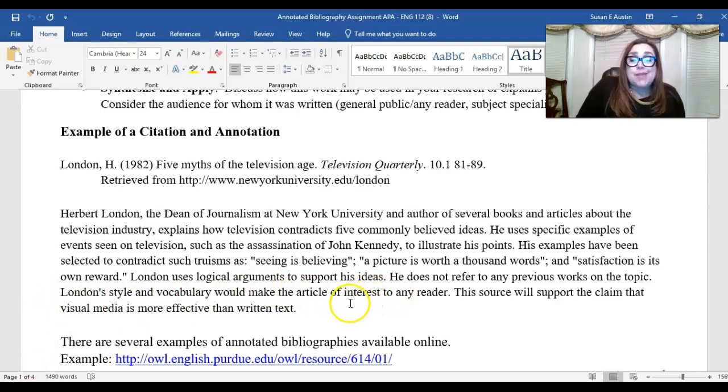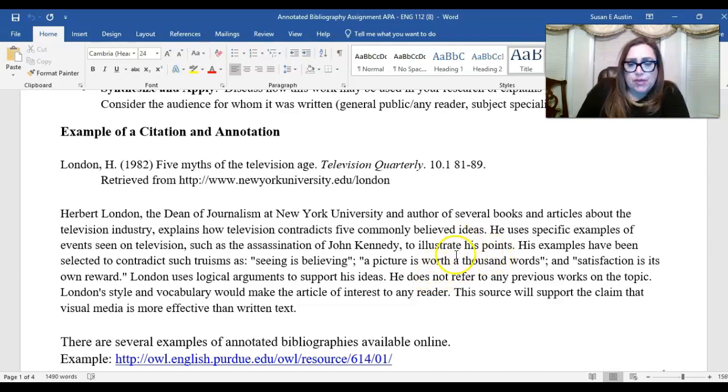So I'm not super fond of this kind of vague language, "to any reader." I would really like for you to show what audience it was intended to impress. So is it an academic reader? Is it a general news reader? Whoever it would be that would be interested in this information, and what was the purpose of writing the article.